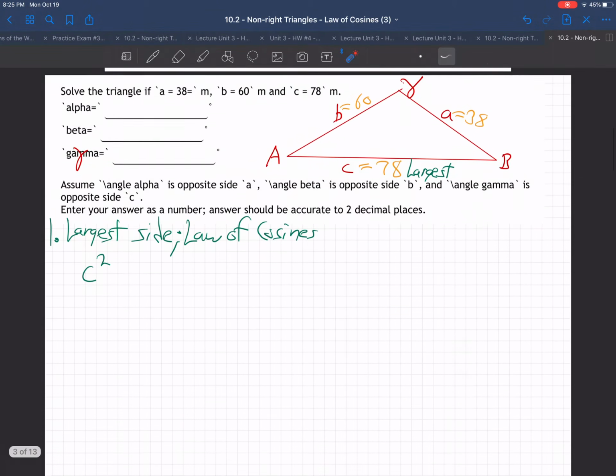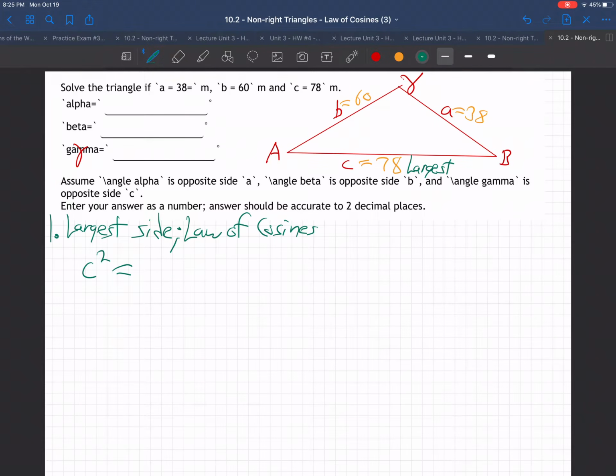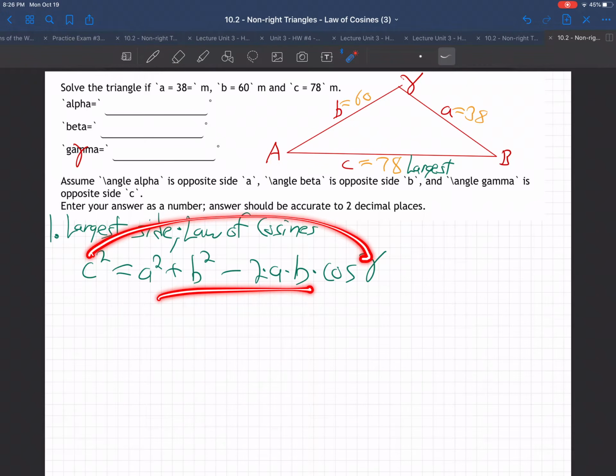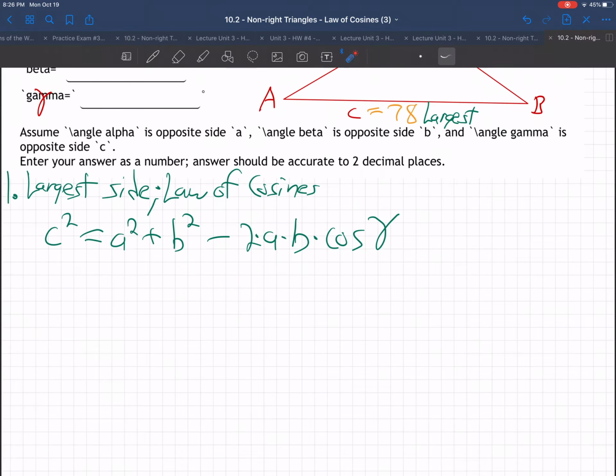It was C. Okay, so C squared is A squared plus B squared minus 2 times A times B times cosine of capital C, but it's actually gamma. That is the angle across from side C. It's always the side and the angle across from it in the law of cosines, with the other two letters, A and B, in between. All right, so that's the one we're going to use, the largest side.